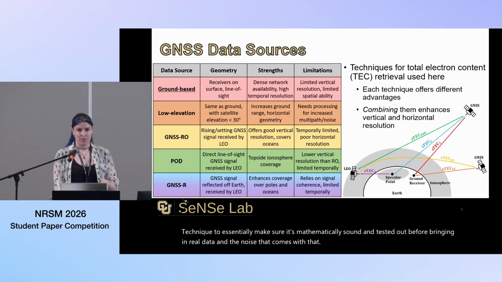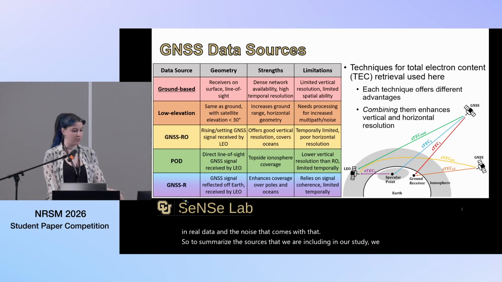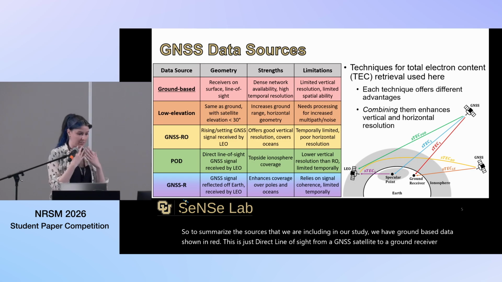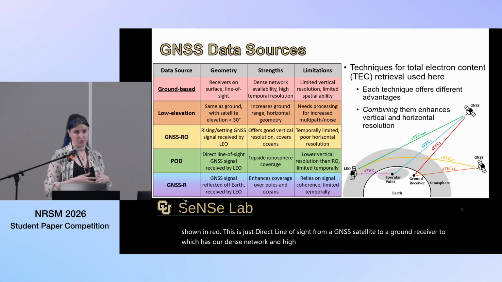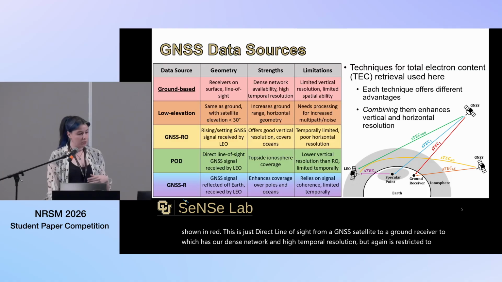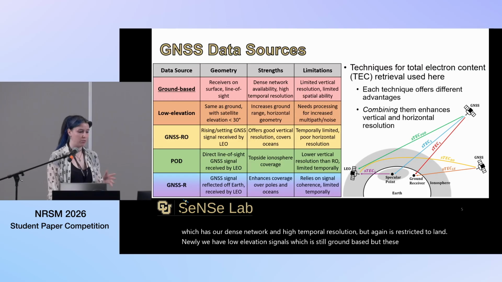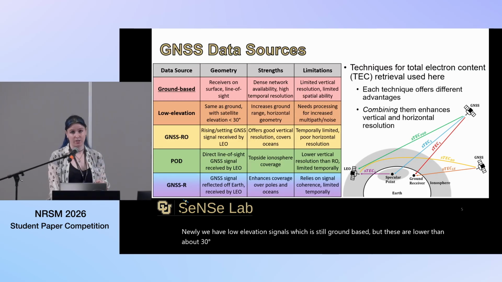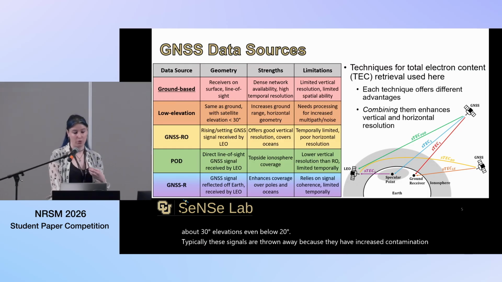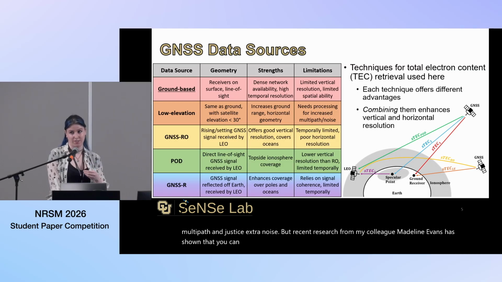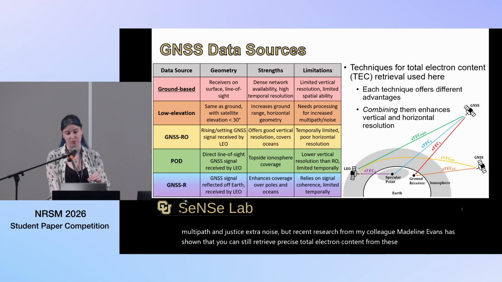So to summarize the sources that we are including in our study, we have ground-based data shown in red. This is just direct line of sight from a GNSS satellite to a ground receiver, which has our dense network and high temporal resolution, but again is restricted to land. Newly, we have low elevation signals, which are still ground-based, but lower than about 30 degrees elevation, even below 20 degrees. Typically, these signals are thrown away because they have increased contamination from multipath and just extra noise, but recent research from my colleague Madeline Evans has shown that you can still retrieve precise total electron content from these signals with some special treatment.